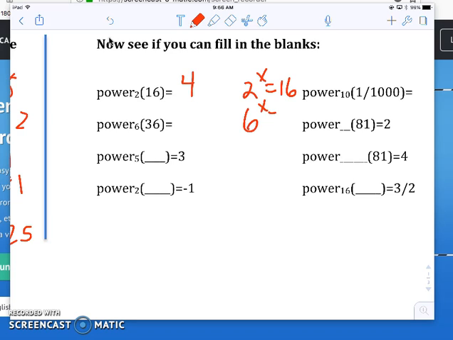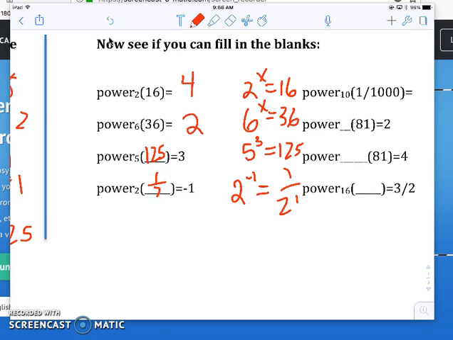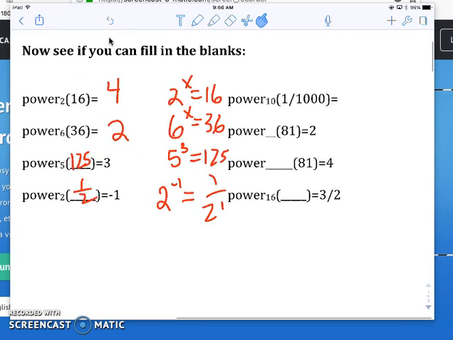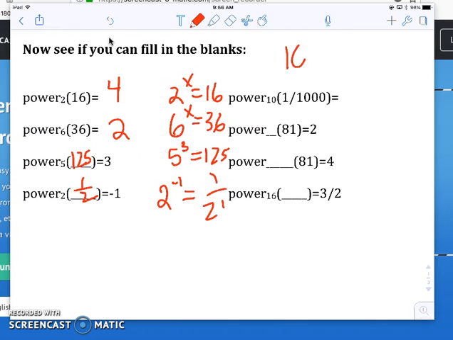6 to what power gives us 36? Well, that's 2. 5 cubed, well, that is 125. 2 to the negative 1, well, that's 1 over 2 to the first, so that would be 1/2. And then this last column, 10 to what power gives you 1 over 1,000? Well, 10^3 gives you 1,000, but it's in the denominator, so -3.